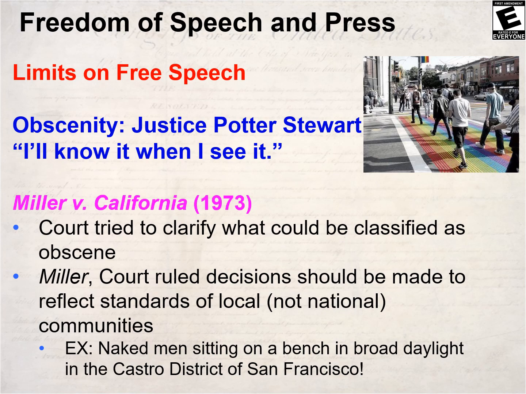Okay, so then we have the case Miller versus California, a little bit later, 1973. And it's a very similar case, nude advertisements. Here, the Supreme Court tried to clarify what can be classified as obscene. And what they said that's different in Miller compared to Roth is that the decision should be made to reflect the standards of local communities, not national. So there's nudist colonies. You can be nude in a nudist colony, but you cannot be nude in Marietta Square. Okay, you can't. Please don't try. You will get in trouble.